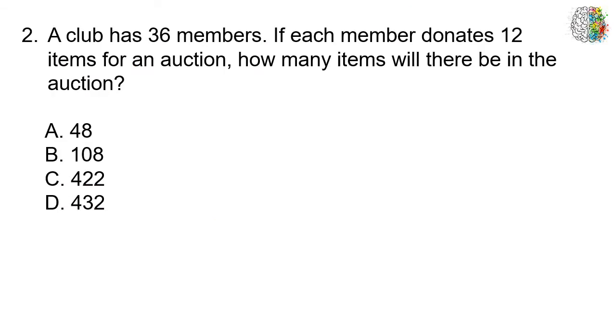The next one is another story problem. This one says that a club has 36 members. If each member donates 12 items for an auction, how many items will there be in the auction? So this one, we're dealing with the numbers 36 and 12. And we want to know, it says if each member donates 12. So that means for every member, each one of those individuals is going to donate 12 items. So that tells me this is a multiplication problem. Then that will tell us how many items will there be in the auction.